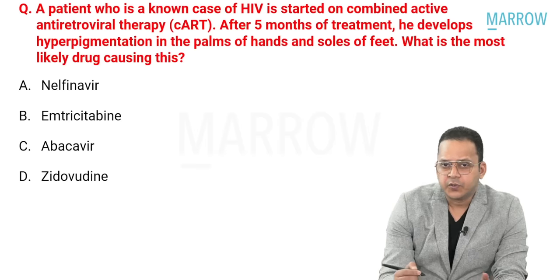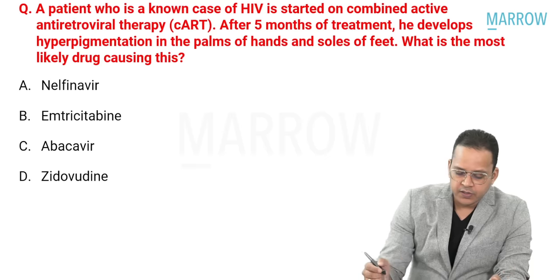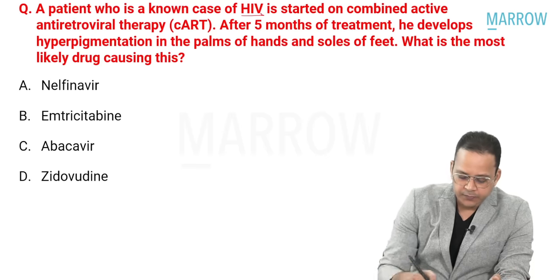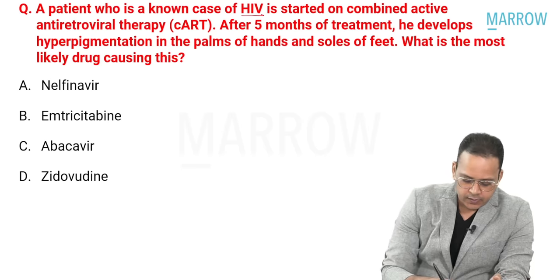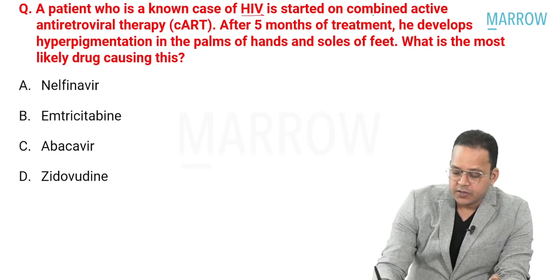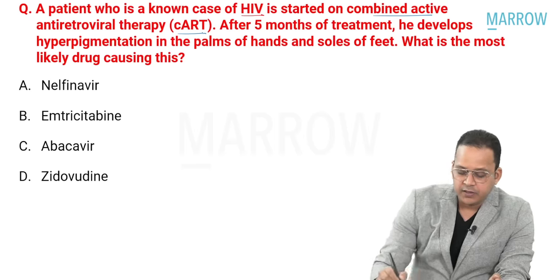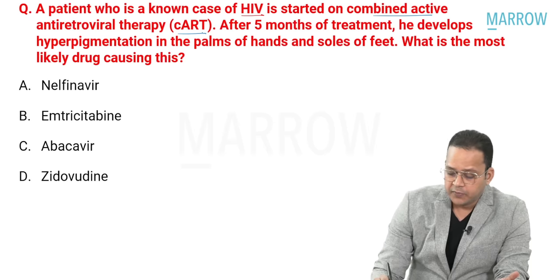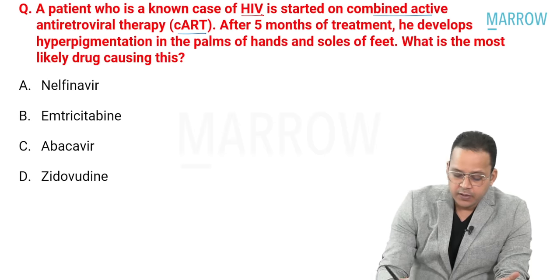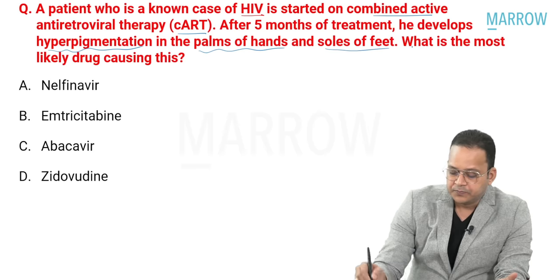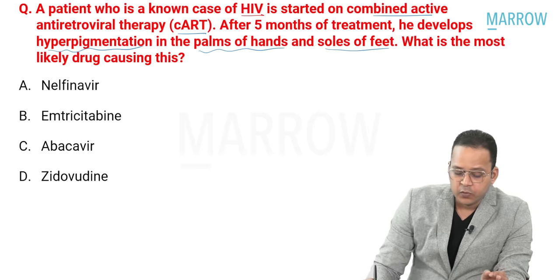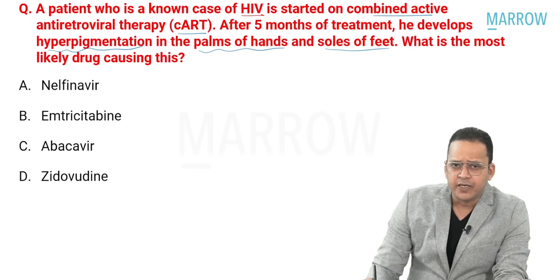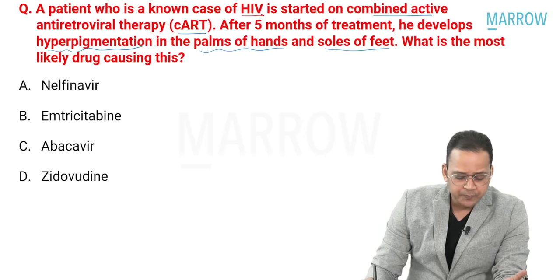So let's begin with the first question, guys. A patient who is a known case of HIV is started on combination active ART, antiretroviral therapy. After 5 months of treatment, he develops hyperpigmentation of the palms of hands and soles of feet. What is the most likely drug causing this? So look at the options. Option A, nelfinavir; B, emtricitabine; C, abacavir; D, zidovudine.